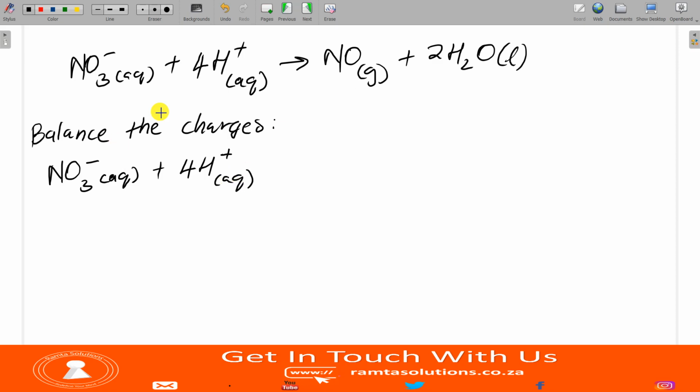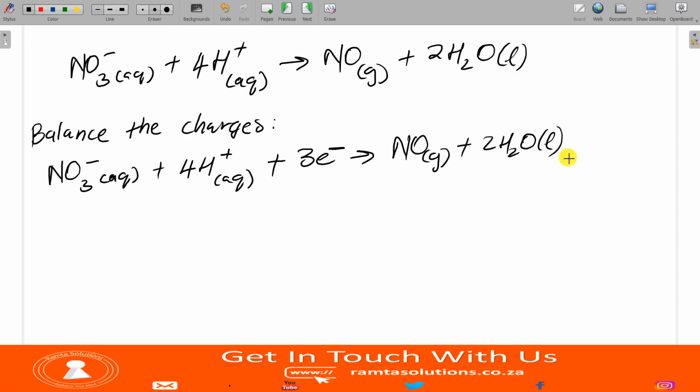So we need the left-hand side to be 0, to have 0 charges. So minus 1 plus 4 is positive 3. So it seems we need 3 electrons. All right? Okay. Now this is balanced.